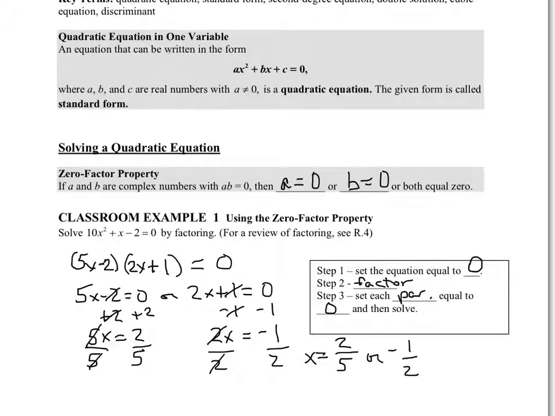If I were to go back and plug those values in for x and test, I would discover that yes, I would end up with a value of 0 on the left side when I simplify. So when we have a quadratic equation, typically we will see two different solutions because after we have factored, we set each factor equal to 0 and then we solve. At this point, let's go to the next slide.